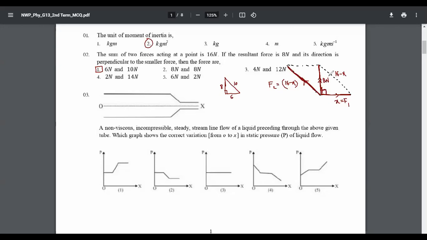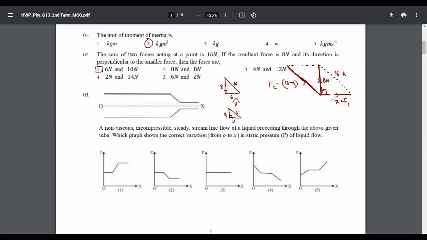6, 8, 10. When you have 8 as one of the sides, and you have drawn a right angle triangle, this should come to your head, obviously. All right. How did I get this? That came from 3, 4, 5. Multiply everything by 2, you get this.